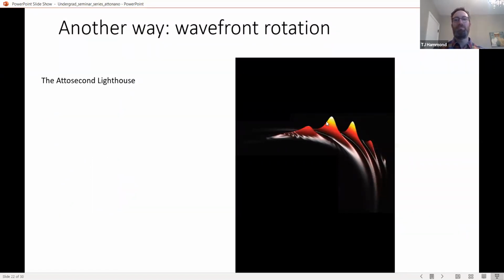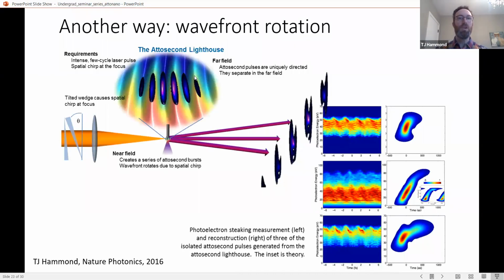Each one of these pulses here is an attosecond burst. As I showed before in that previous slide, you create a series of attosecond bursts. But what we do is we make each burst go in a slightly different direction, and as they go in a slightly different direction, we can control them, and they can be spatially separated. Well, how do we do this? This is, as I said, the attosecond lighthouse.